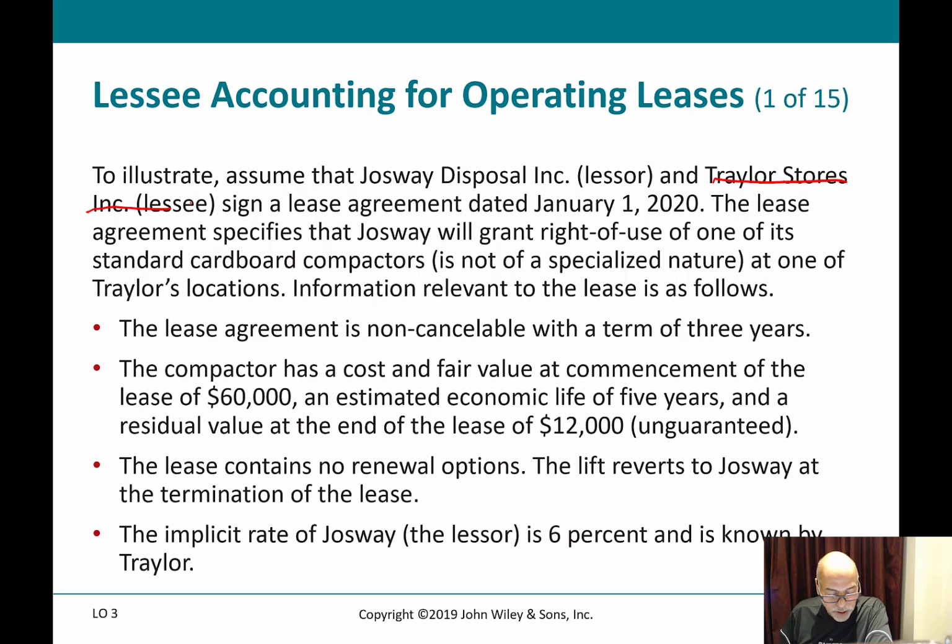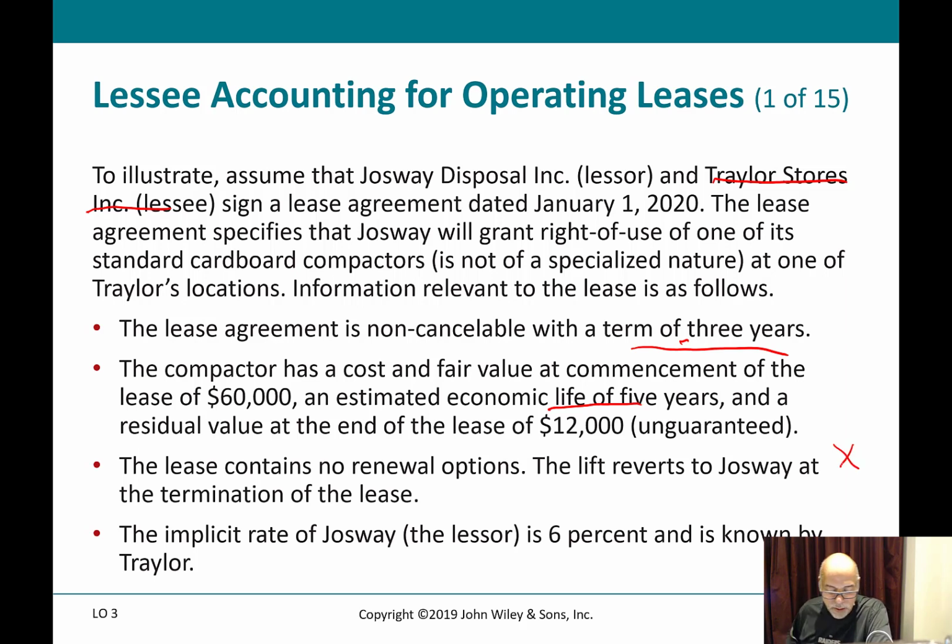But taking a look at the information, the lease is non-cancelable with a term of 3 years. Okay, so the term is 3 years. The compactor has a cost and fair value at commencement of the lease of $60,000, and an estimated economic life of 5 years. There goes the 75% test. And a residual value at the end of the lease of $12,000, unguaranteed. The lease contains no renewal options.